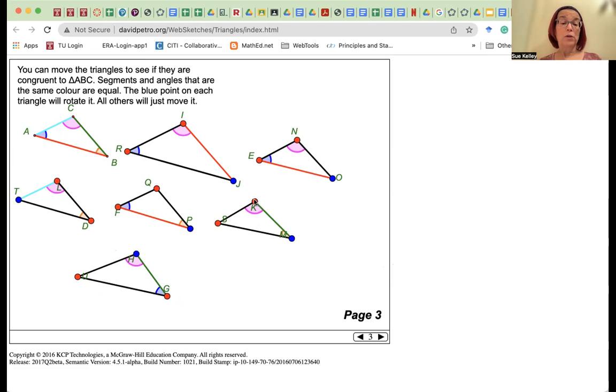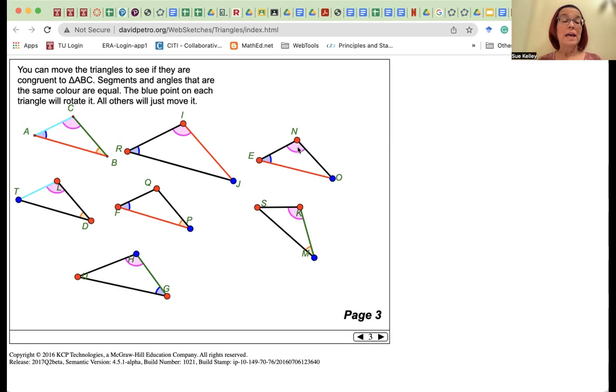Let's take a look at this one over here. Here again, we have two angles, but no side. So this is not going to be congruent to ABC, and you can drag it over there to test it out if you want. But you can see that there is no way I am going to get these things to line up. So, all right. Let's take a look at this one here.